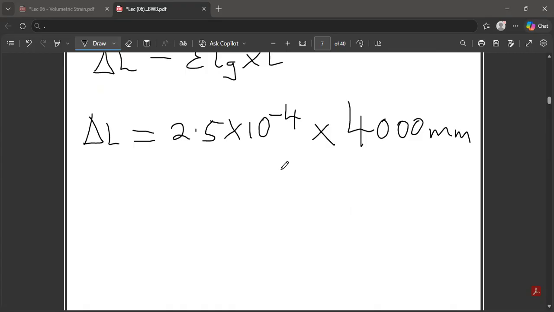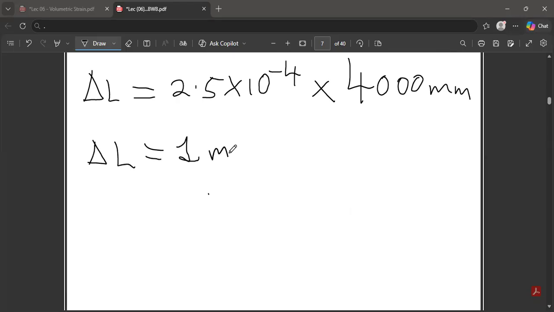Everyone quickly partake in the calculation. And at the end of the day, you realize that we are going to get 1.00. That is 1. We're just going to get 1 to be our answer. The answer is 1 millimeters. Or you can also choose to write it as 1.00. It is still the same thing. Don't get confused.